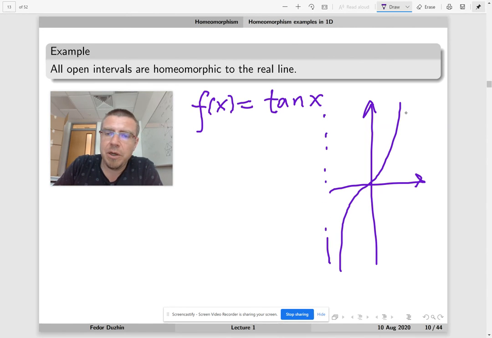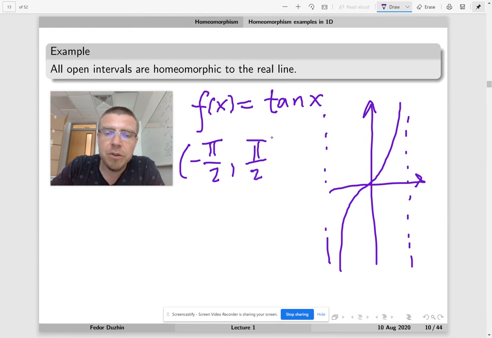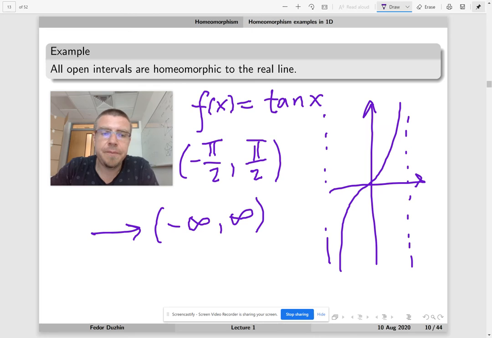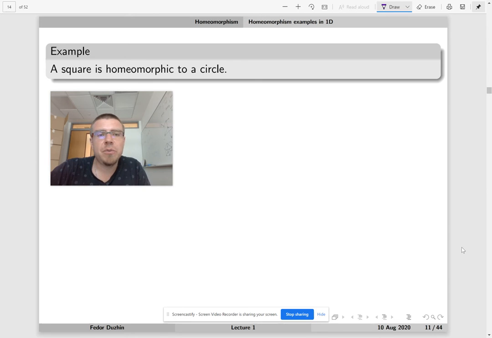So this is negative pi over 2. This is pi over 2. Right? So this means that my tangent function is a homeomorphism from the interval from negative pi over 2 to pi over 2 to the whole real line, so from negative infinity to infinity. And of course, the inverse function is the inverse tangent. And it is going to be the homeomorphism from the real line to this interval from negative pi over 2 to pi over 2. Okay, done.